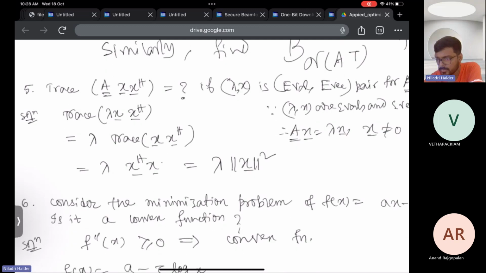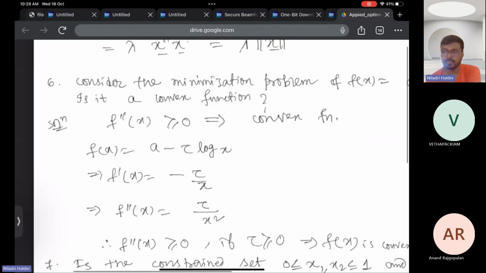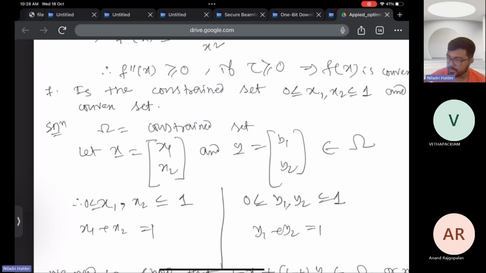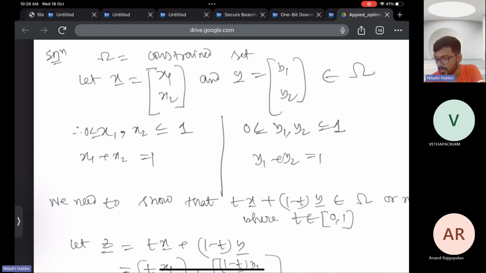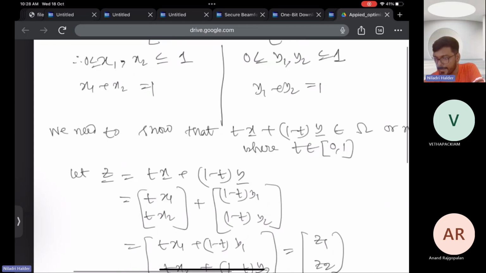Consider the minimization problem f(x). Then how to show that it is a convex function? To show a convex function, we use the double derivative; that we'll talk about later. Then, is the constraint set a convex set? That is proved from the basic principle that tx plus (1 minus t)y belongs to omega. So that is done here.